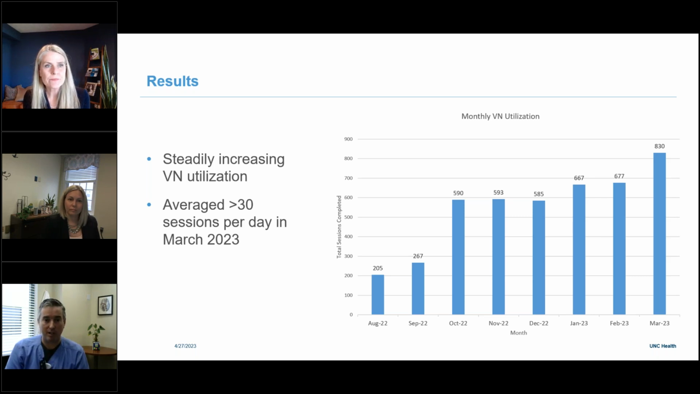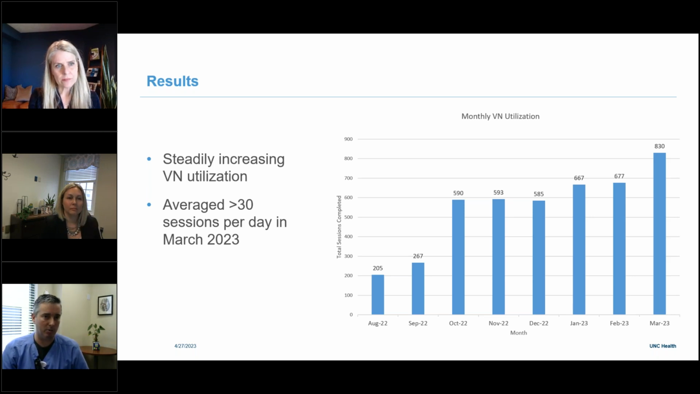Happy to. It's one of my favorite graphs ever. This just shows our total sessions completed virtually for the months since we started in August of last year. In April, I just looked this morning, we've exceeded that number already. So we have had steady growth and buy-in. One of the challenges we started with was that it was a tough sell to get people to come to a brand new program.